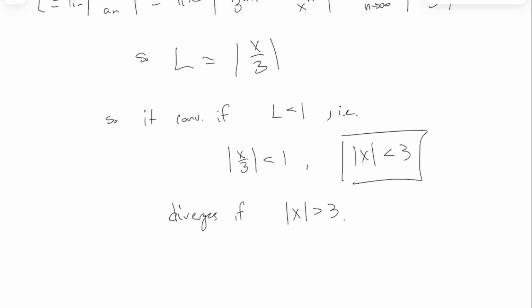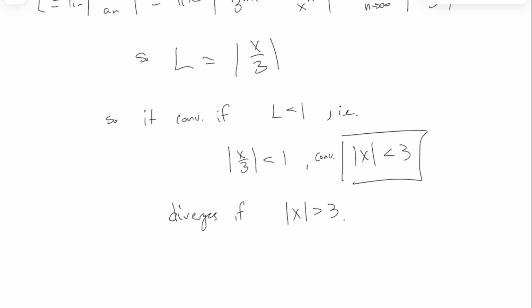Now you could just leave it like this, although to me this is a little more cryptic. I can tell what this means: it means x is between -3 and +3, right? Whereas that is a little harder to understand. And so it converges if the absolute value of x is less than 3, and it diverges if the absolute value of x is greater than 3.